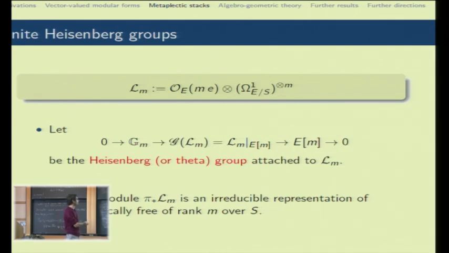You get this Heisenberg group acting on the sheaf, and it breaks it down into line bundles, and each line bundle is going to correspond to a certain theta function. That's what I'm going to talk about next.